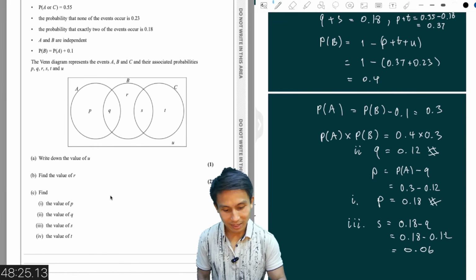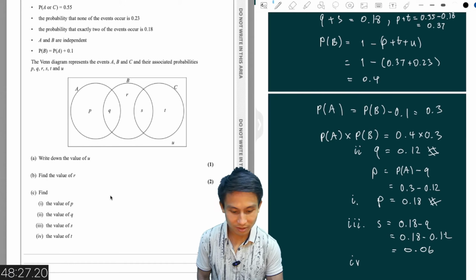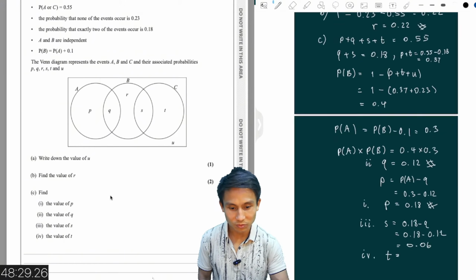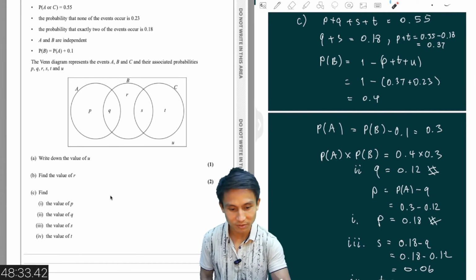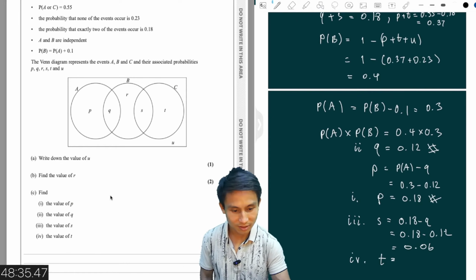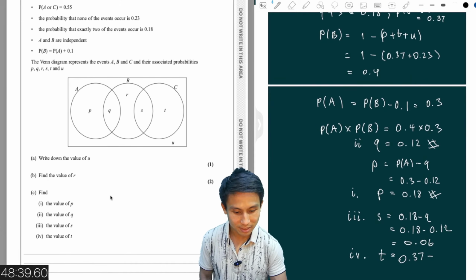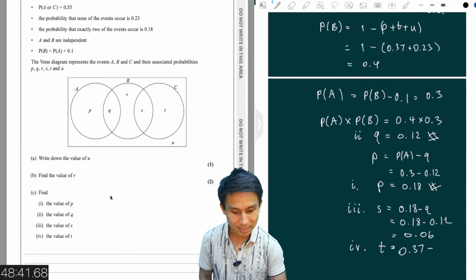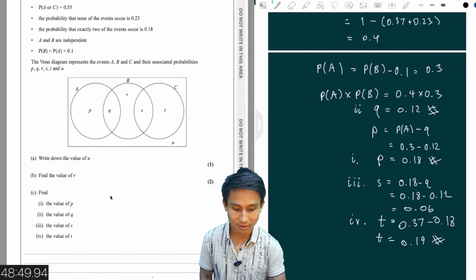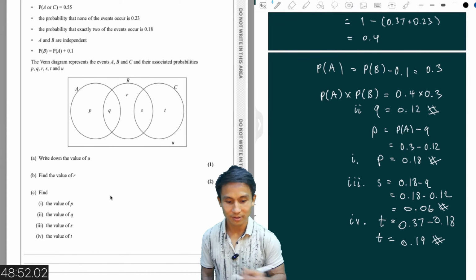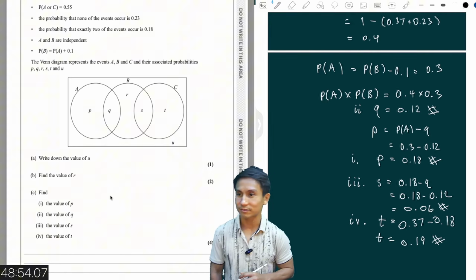isn't it? And then IV, T equals, well, T we got from P plus T equals 0.37, so that's going to be 0.37 minus P. P is 0.18. So T is 0.19, yeah? So I got all of them there. Lucky me, I saw that.